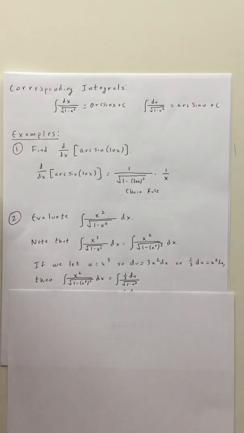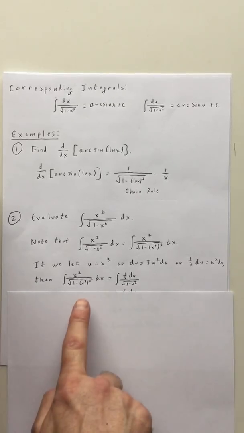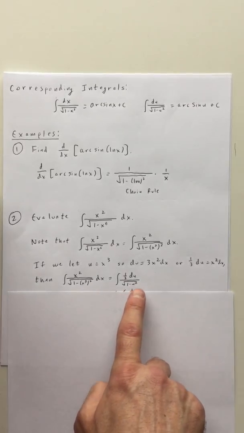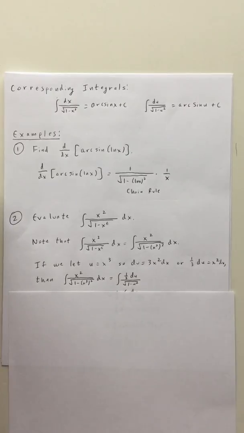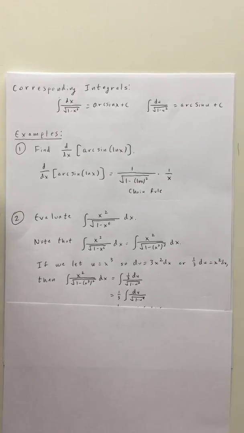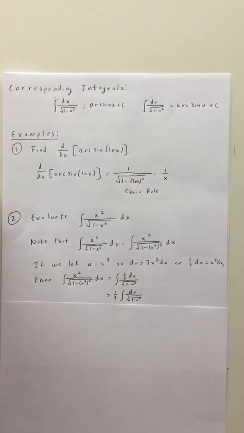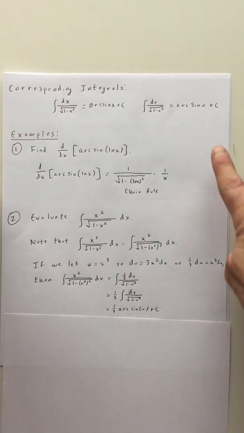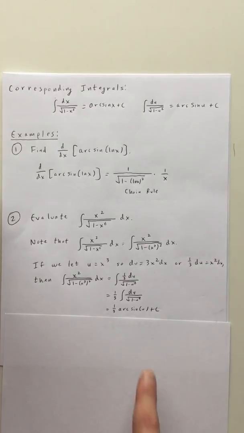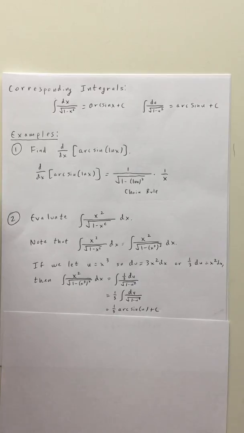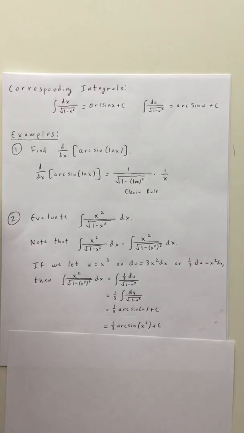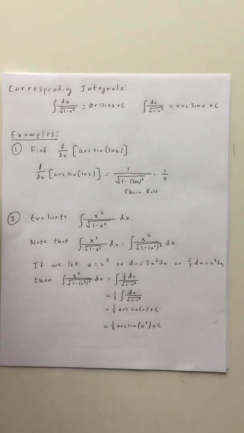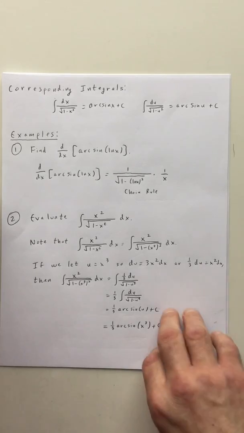So if we make this substitution, the original integral becomes the integral of 1/3 du over square root of 1 minus u squared, or we can factor out the 1/3: 1/3 integral of du over square root of 1 minus u squared. And that's our formula we just learned from up at the top of the page here. So that's going to be 1/3 arc sine of u plus c. And then last thing we do is put our u back in terms of x. So the integral of that is 1/3 arc sine of x cubed plus c.